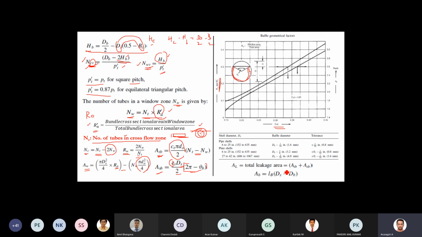Okay. Similarly, you can calculate the leakage area. Leakage area is nothing but the sum of the tube to baffle area and cell to baffle area. Okay. So bypass area is nothing but LB into Ds minus Db. This is the bypass area. AB normally will be bundle to cell. Ds minus Db is nothing but clearance. We multiply by the baffle spacing. That is the bypass area per one cross flow zone, or the bypass area available in between two successive baffles, that is AB. So you should know to calculate all these things.